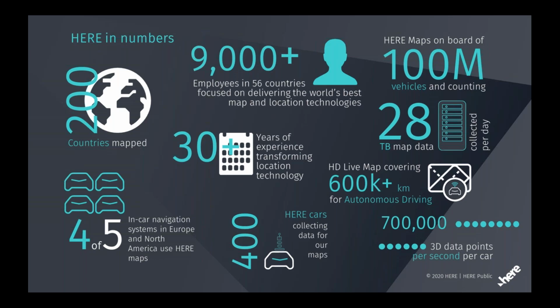So our fleets of cars, we have about 400 what we call true cars. They're LiDAR enabled and they're constantly driving around the world and collecting data for our maps. The incoming data is basically ginormous. We have around 700,000 3D data points that we're collecting per second per car, meaning basically that we collect 28 terabytes of location information on a daily basis.